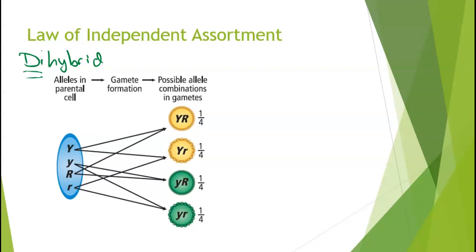So the law of independent assortment states that a random distribution of alleles occurs during gamete formation. Genes separate on chromosomes and sort independently during meiosis. What this tells us is that one trait is not connected to another one because they are found on different chromosomes.